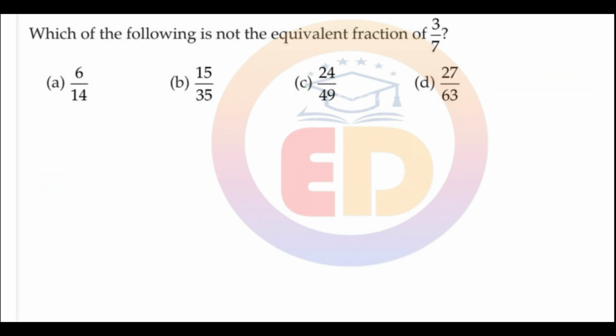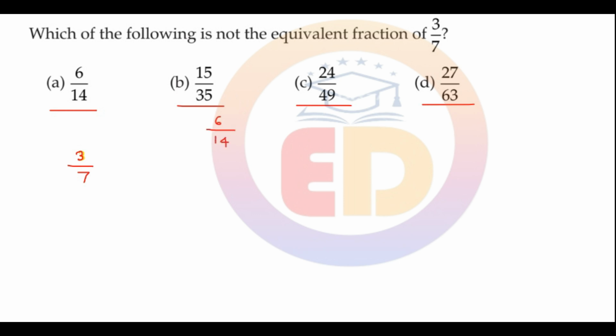Which of the following is not the equivalent fraction of 3 upon 7? Now, if you want to check which of the following fractions is not equivalent to 3 by 7, for that I have to convert all these options to their lowest form and find out which of the following is not equivalent to 3 by 7. First option, 6 upon 14.